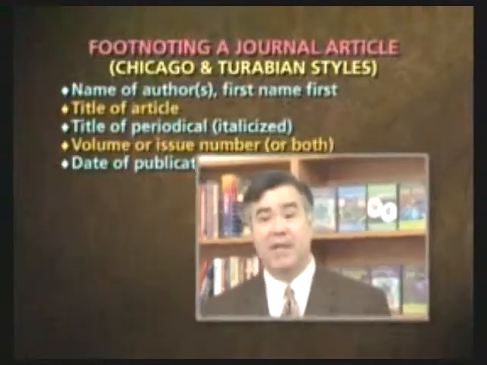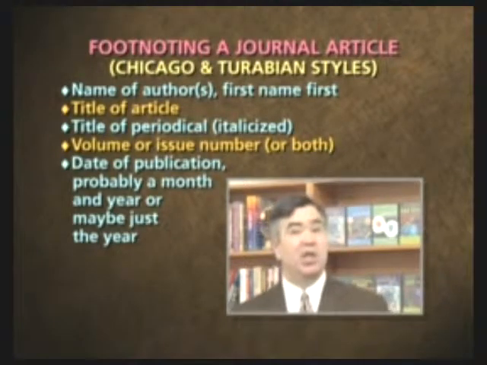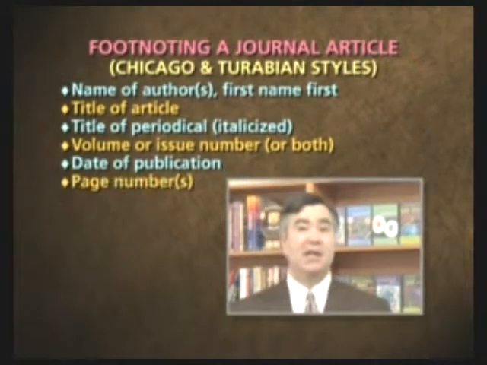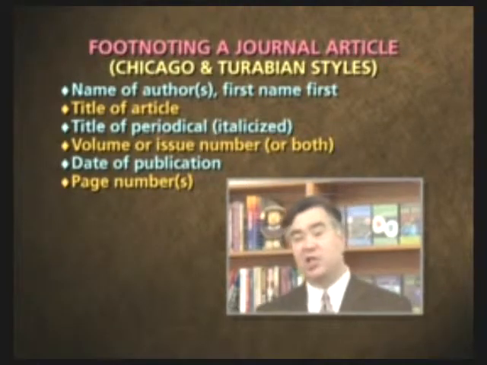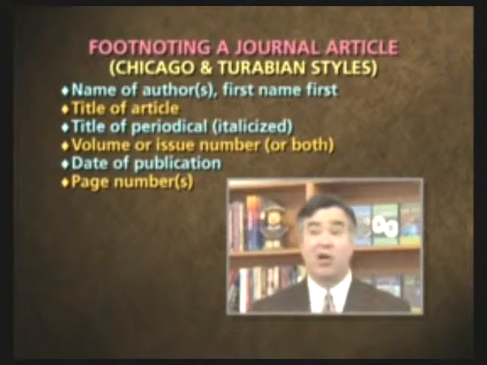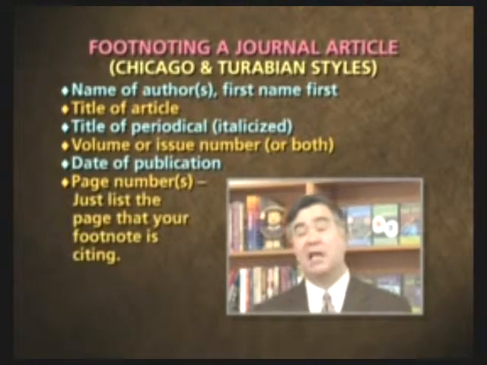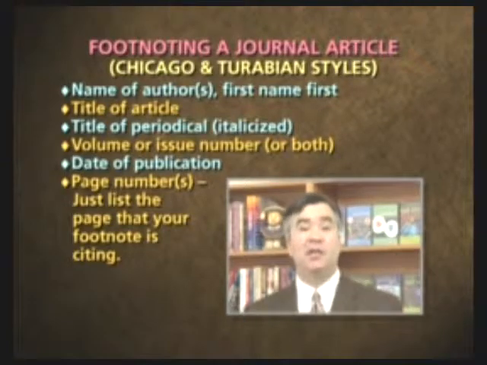For that kind of journal, you would just give the volume number, because that would be enough, together with the page number, for anyone to find the particular article you are referring to. Next, the date of publication. This is probably a month and year. It might be just the year. Then, page numbers. Again, give the page number or numbers to which you are referring. Unless you're referring to the entire article, don't list the pages on which the whole article appears, just the page that this specific footnote is pointing to.